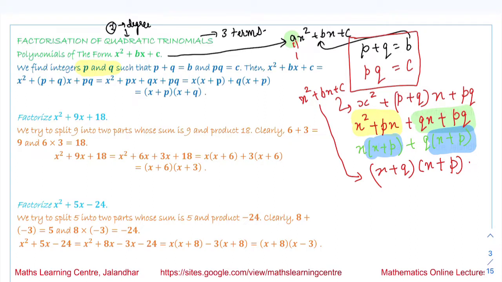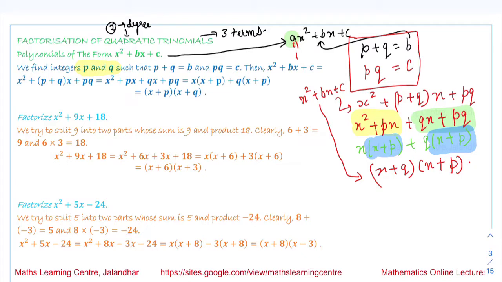Now the only thing that we have to learn is how we can find these numbers p and q. There is no fixed procedure, but as you keep on solving more problems, it will become easy for you to find such numbers.